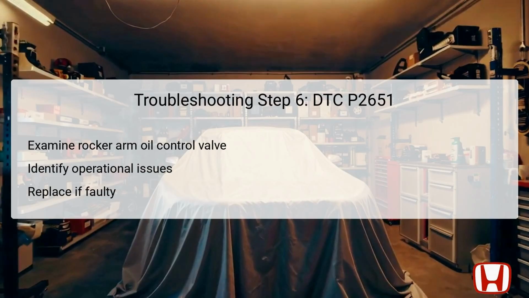In the sixth troubleshooting step, you'll need to examine the rocker arm oil control valve. If prior checks on the oil pressure sensor and oil passages have come back normal, the control valve may be to blame. Look for any signs of operational issues, such as sticking or failure to open and close as needed, which can severely impact oil delivery to the rocker arms.